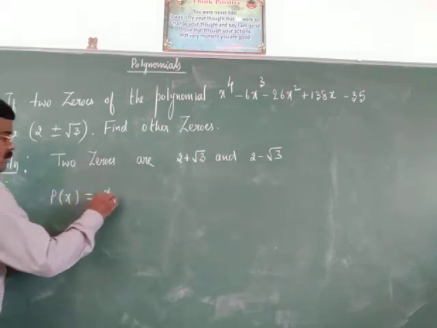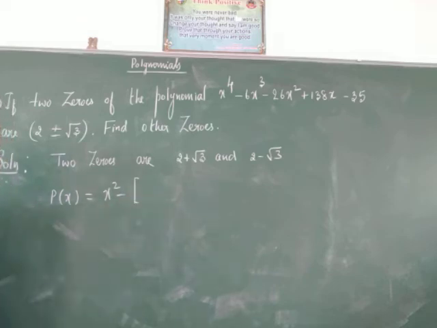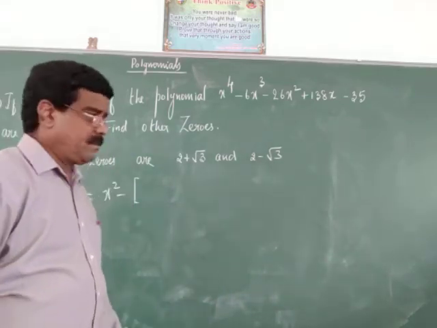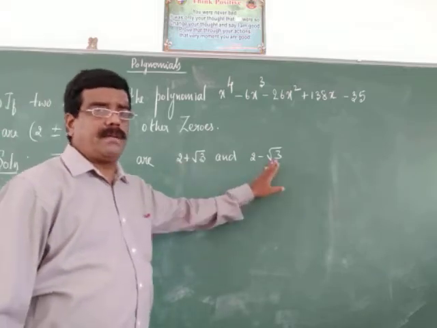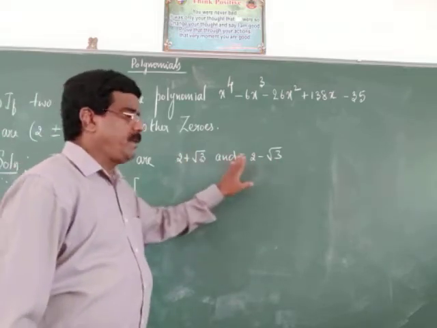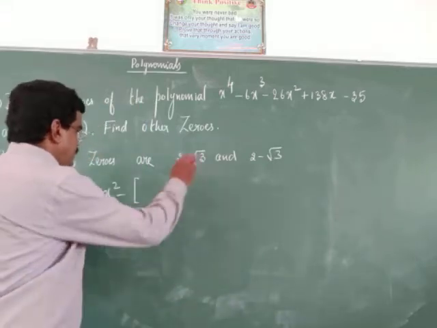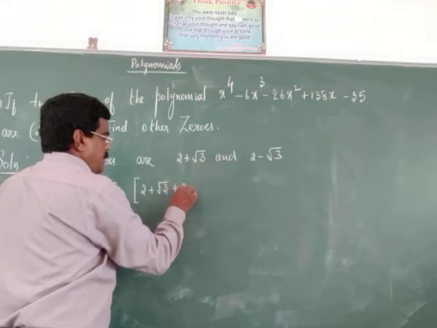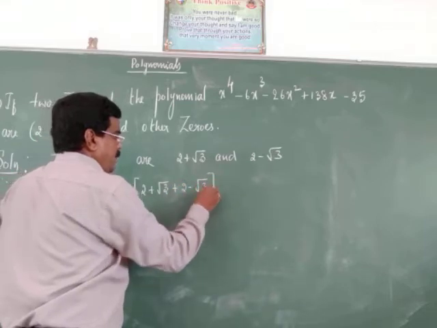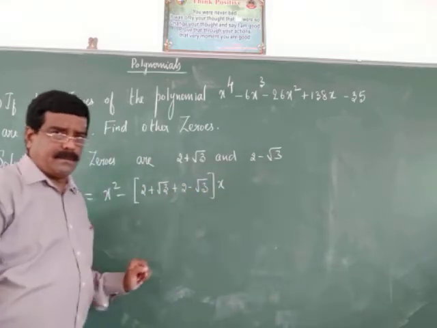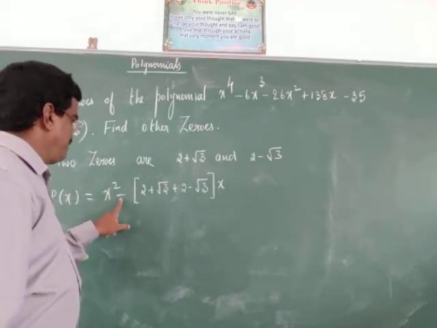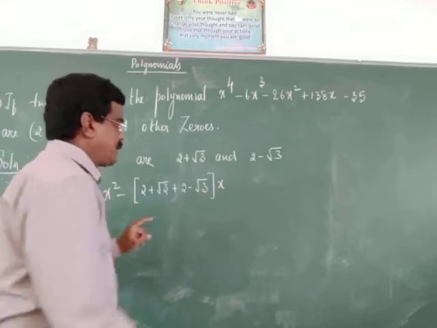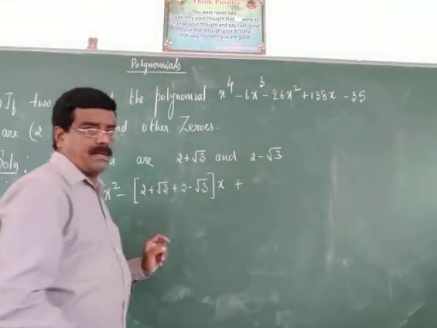P of x is equal to x square minus sum of the zeros. See children, sum of the zeros means here, what is given: 2 plus root 3 and 2 minus root 3, we just have to add it. That is, 2 plus root 3 plus 2 minus root 3 into x. I repeat, x square minus sum of the zeros into x plus product of the zeros.